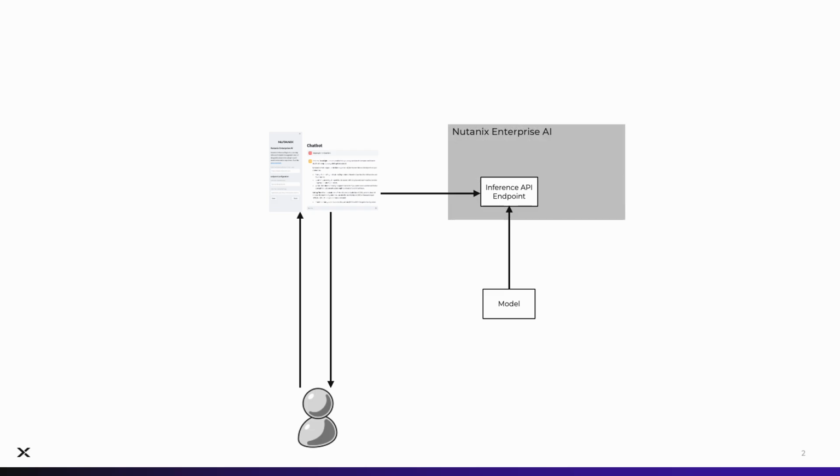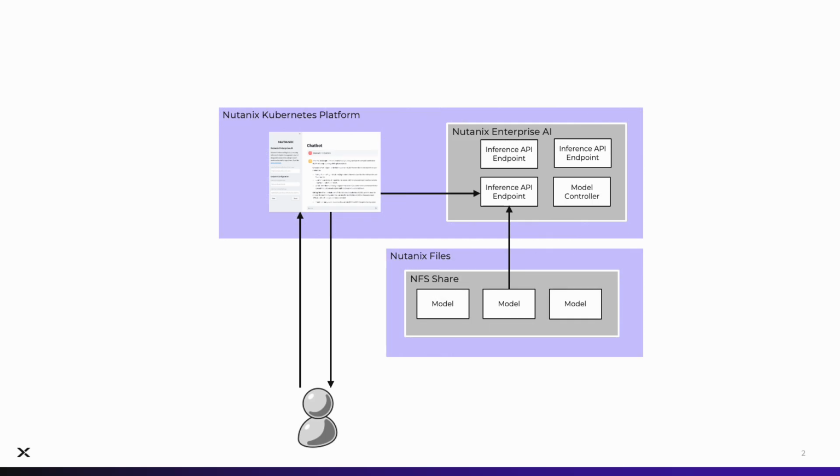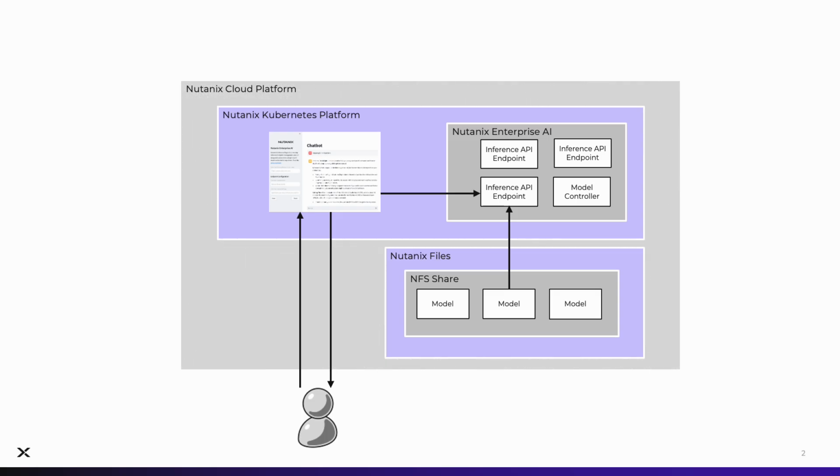use case. Nutanix Enterprise AI is a Kubernetes application that enables you to easily manage your models and inference endpoints in your organization. It can run on the Nutanix Kubernetes platform and leverage Nutanix Files for storing models for a complete end-to-end solution on the Nutanix Cloud Platform, keeping your data and models secure and protected. Let's take a look at what this looks like.